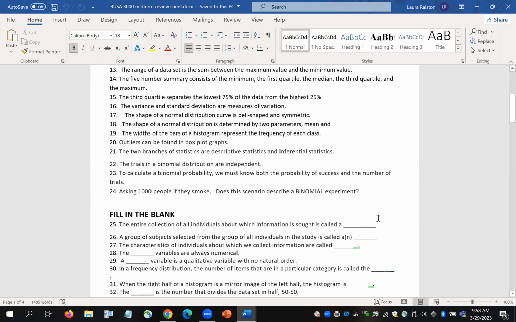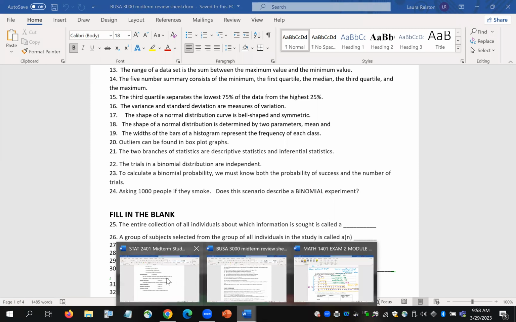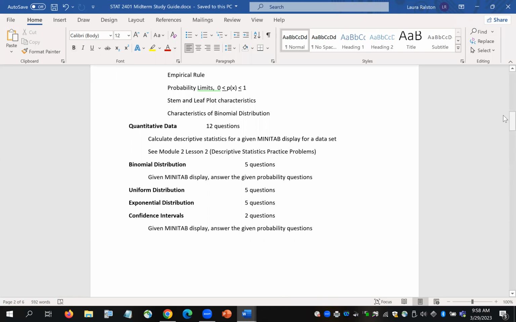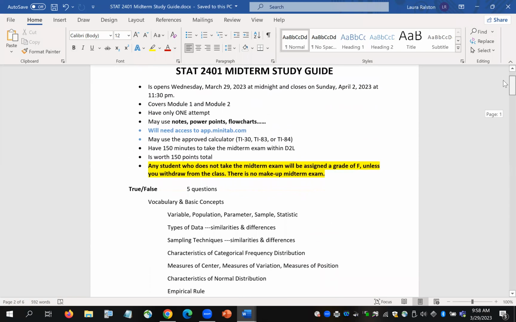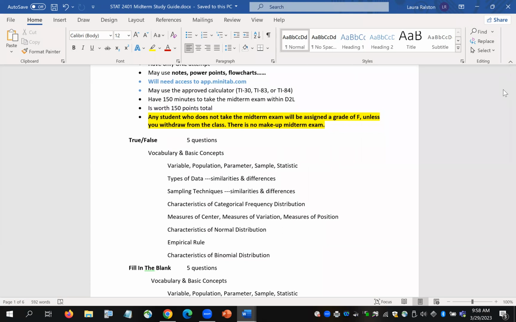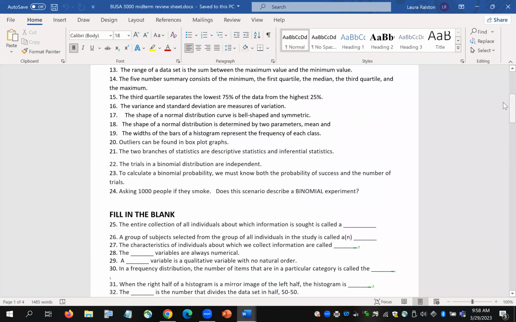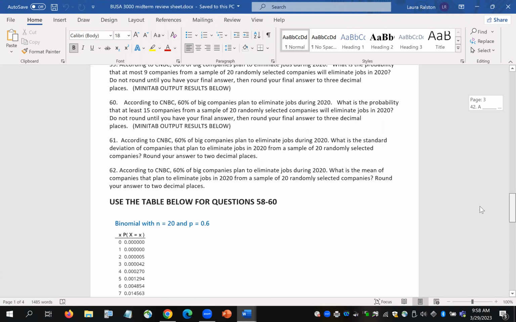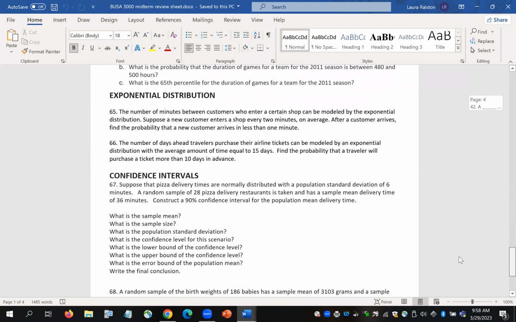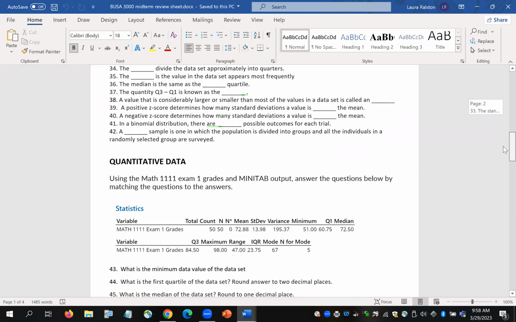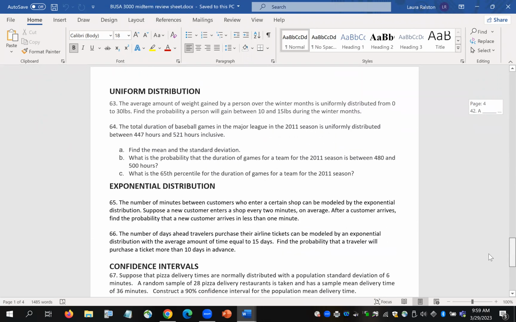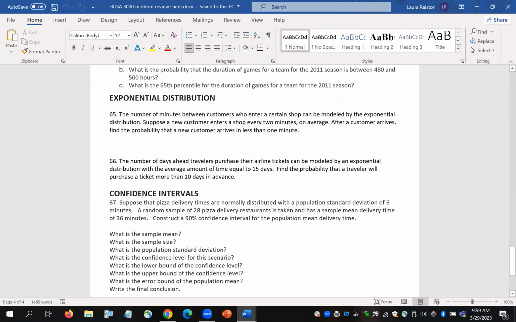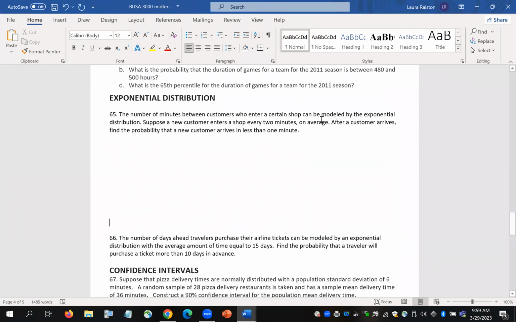Yes. Okay, other questions related to the midterm, either from this document that I just kind of talked about or from the actual review sheet. Can you go over the exponential distribution on the review sheet? Okay, I have just toggled over to the review sheet. Let me go down to the exponential problems. Okay, so the exponential distribution problems on the review sheet are questions 65 and 66.